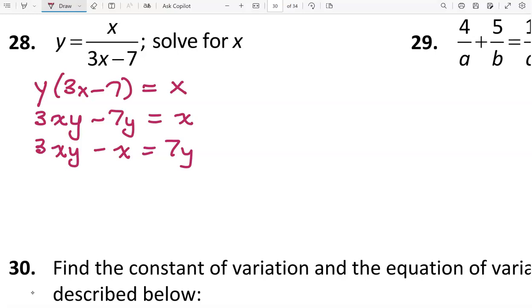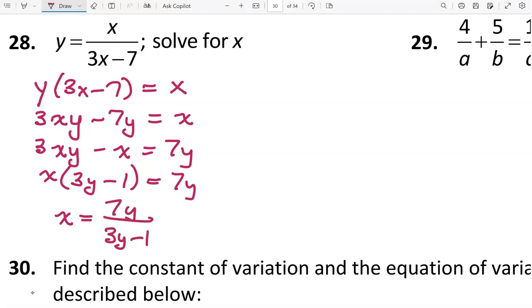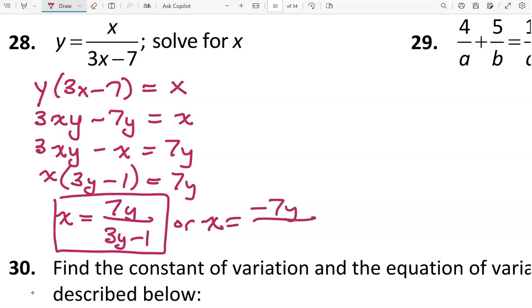Once we get all of our x terms on one side, factor the x out from that expression, and that will give us 3y minus 1. And then we can divide both sides by 3y minus 1, and we get x equals 7y divided by 3y minus 1. Now that's not the only acceptable answer. It is also acceptable to write x is equal to negative 7y divided by 1 minus 3y, and that's just dependent upon whether you move things to one side of the equation or the other. So both are acceptable answers.